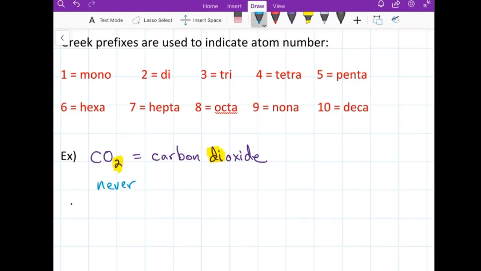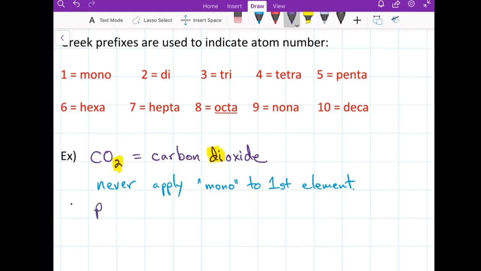Never apply mono to the first element. That's just a convention. It's just the way that it's done. So you could have 2 or 3 or 4 all the way up to 10 on that first element, but you just don't put mono on the first element. So let's try another one.